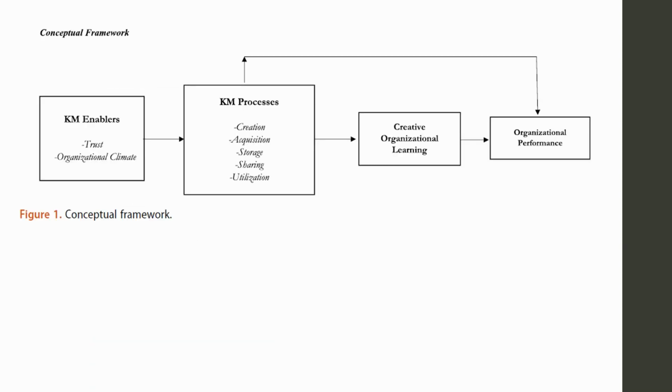Let's assume you have done your research and you have written the introduction, you have done the literature review, you have collected the data for, let's assume this is the model for which you have done it. Now, this is quite a complex model in which you've got, let's say, two antecedents that are affecting KM processes. KM processes is affecting organizational performance indirectly through creative organizational learning.